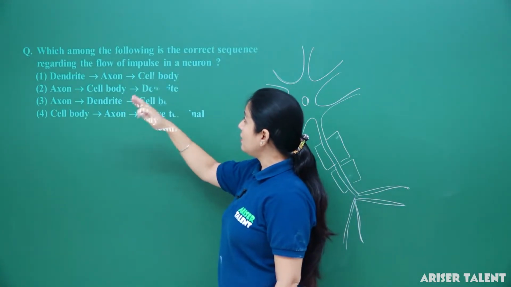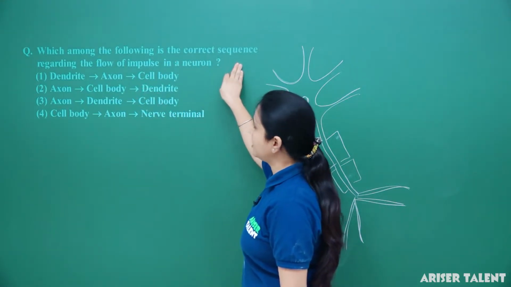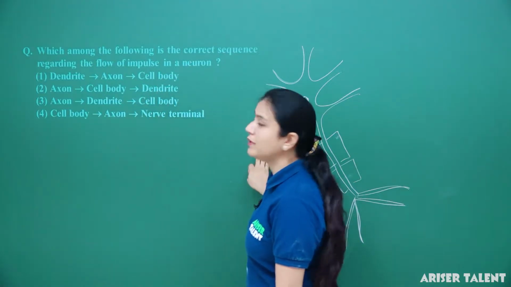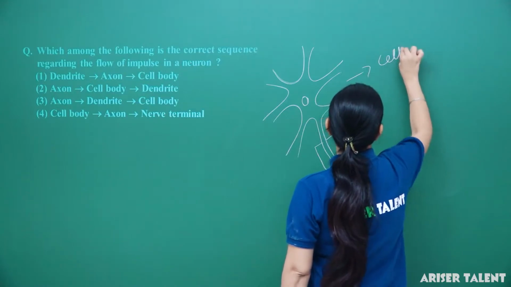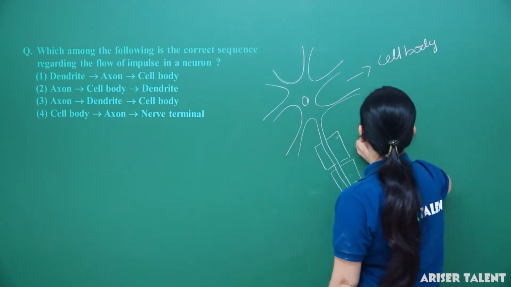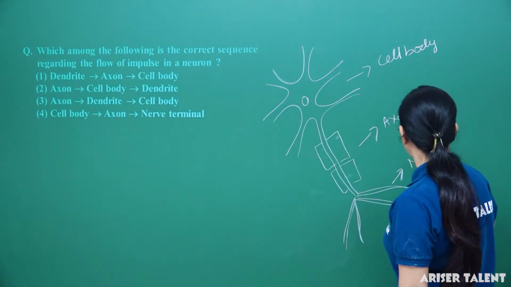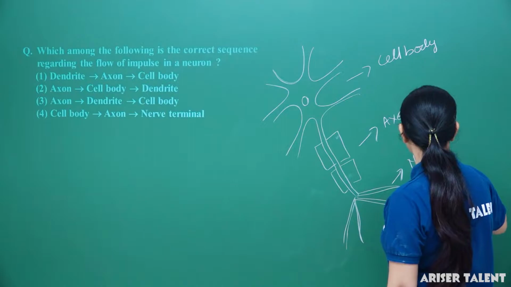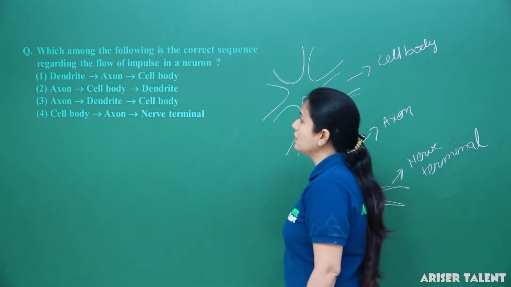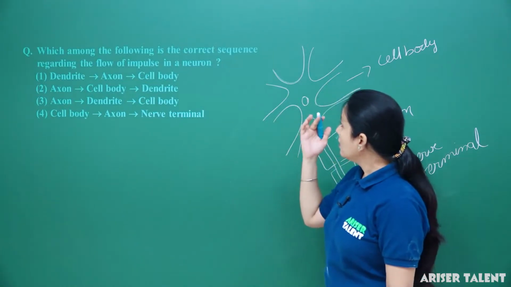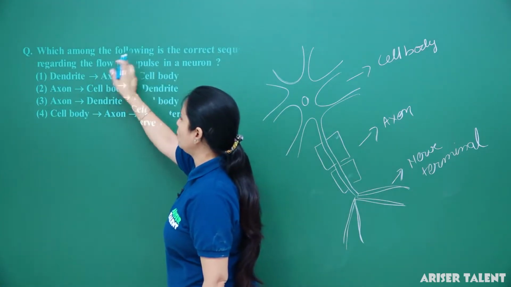Now, what is asked here is which among the following is the correct sequence regarding the flow of impulse in a neuron. This is the structure of a neuron. This is the cell body, axon and nerve terminal. Okay, so now we are asked what is the correct sequence of current flow, or we can say flow of impulse.